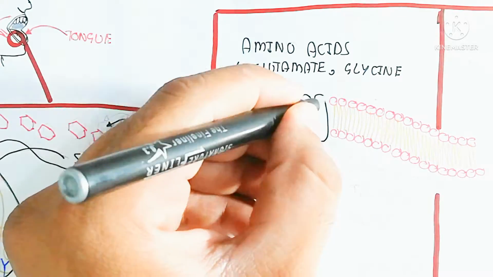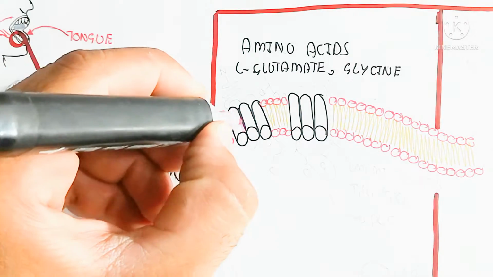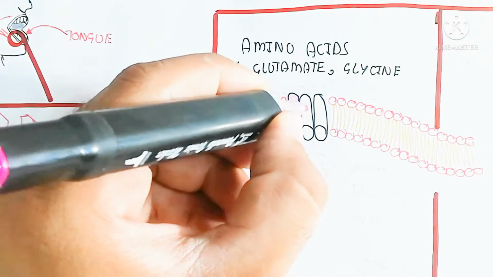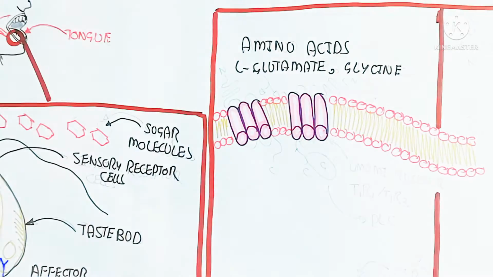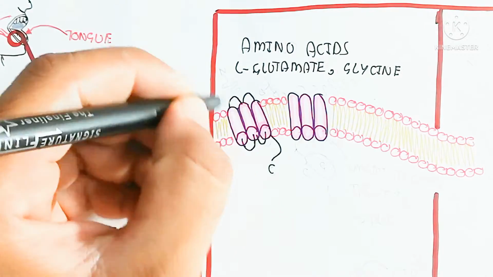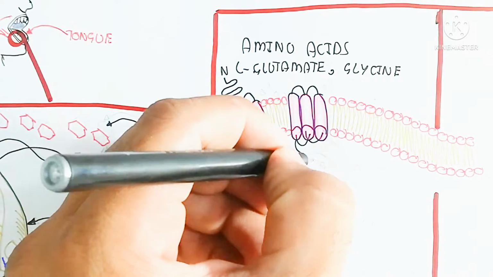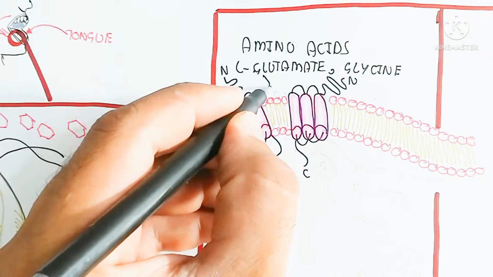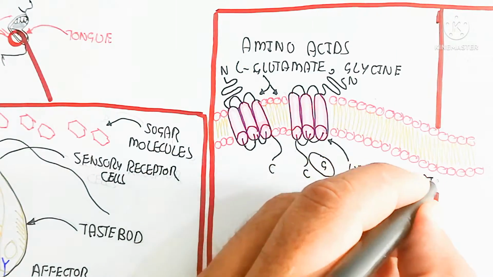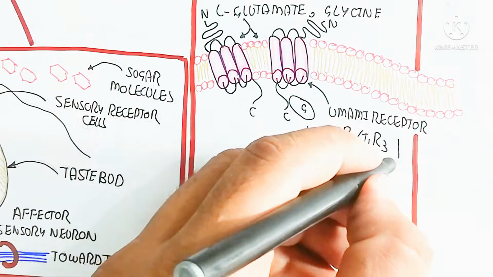Amino acids, basically L-glutamate and glycine, will interact with the umami receptor, T1 taste receptor 1 and 3. This activates the G protein and phospholipase C, which activates the IP3 pathway. The IP3 will bind with the IP3 receptor, a calcium channel in the endoplasmic reticulum, leading to efflux of calcium.